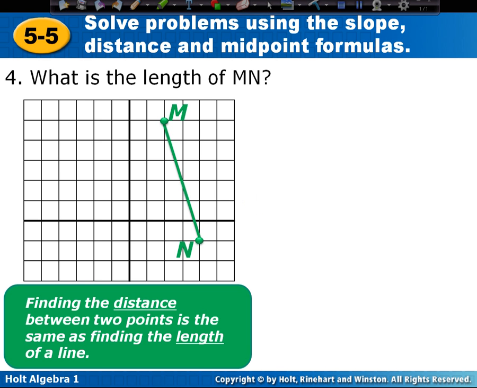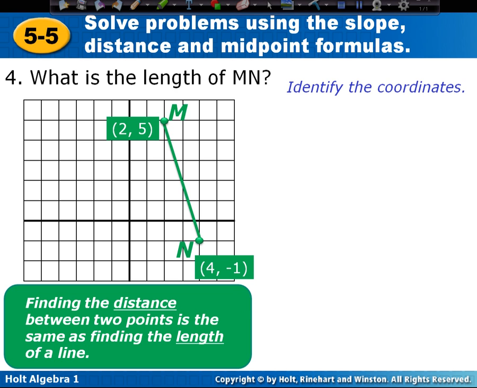It says finding the distance between 2 points is the same as finding the length. So length and distance are the same thing. So we're going to identify those coordinates. This one is (2, 5). Again, I pick up the x first, and I had to go right 2 spaces, so that's a 2, and then I had to go up 5 to get to that point, so that's the point (2, 5).